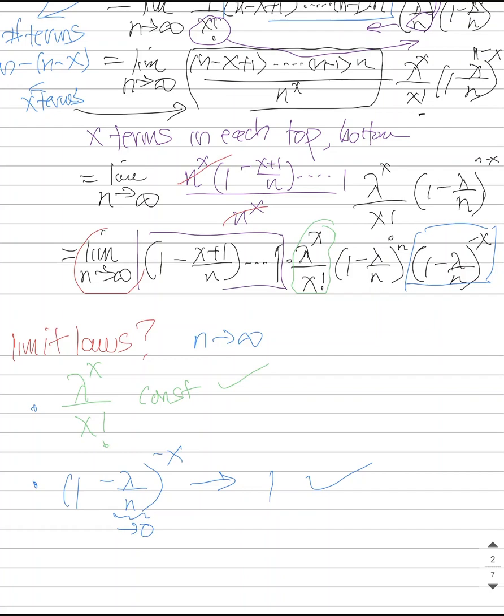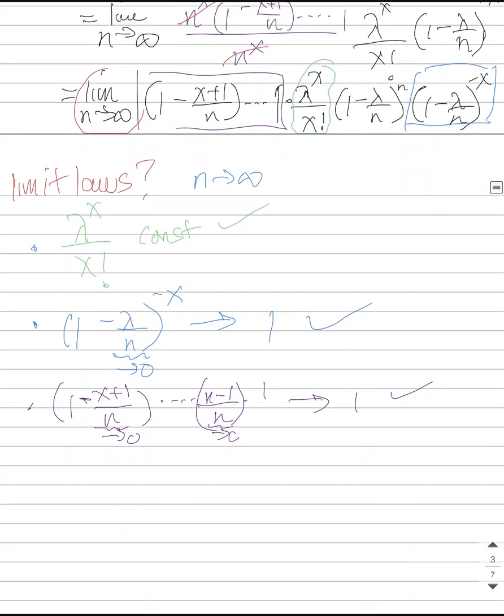Everything in this weird product, so all of the terms here, every single one of them, at the very worst, all of those things individually want to go to 1 because so many of these denominators have an n in the bottom, so this entire product together will go to 1.